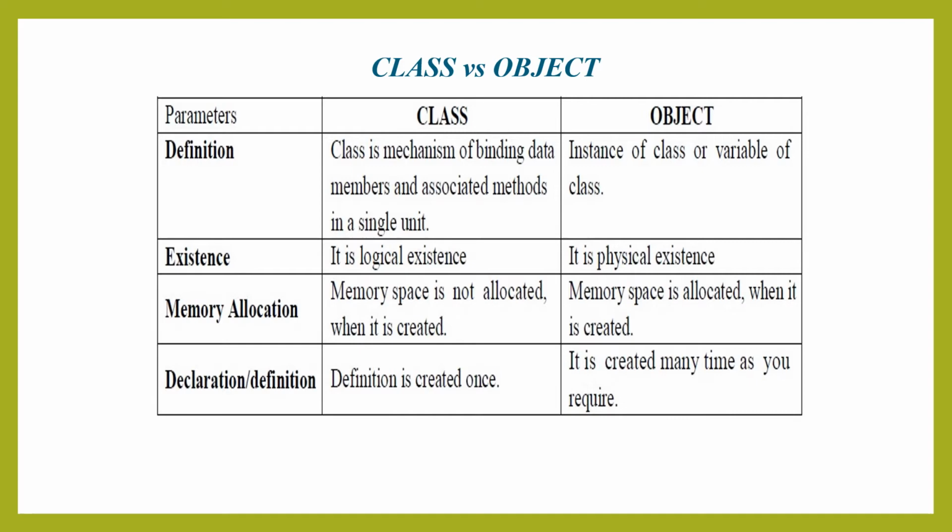Coming to memory allocation, for a class the memory is not allocated when it is created, but for an object, the memory is allocated when the object is created. Coming to declaration and definition, the definition is created once, when the class is created, whereas objects are created as many times as we require. So these are the differences between the class and the object.